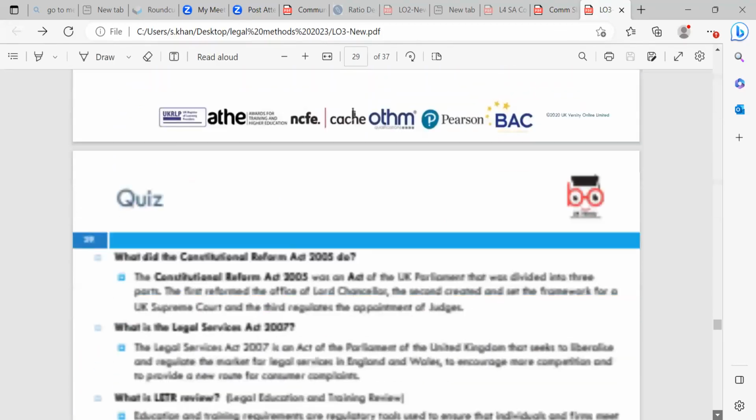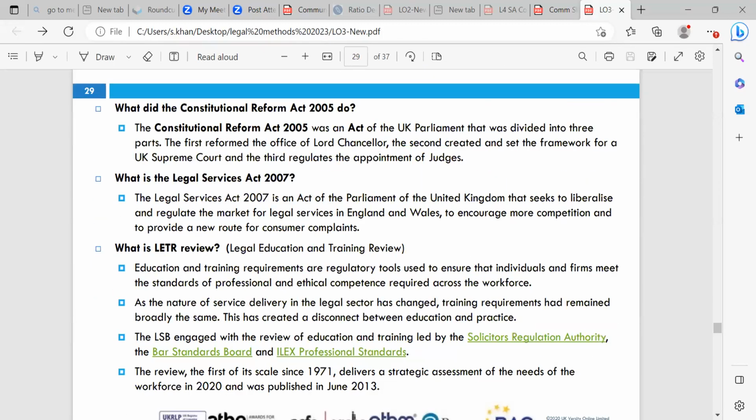So a little bit of a quiz. What did the Constitutional Reform Act do? The Constitutional Reform Act was an Act of Parliament that was divided into three parts. The first reformed the Lord Chancellor's position. The second created and set the framework for the UK Supreme Court. And the third regulates the appointment of judges.